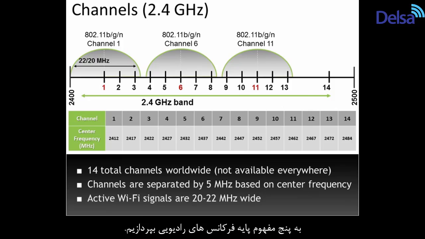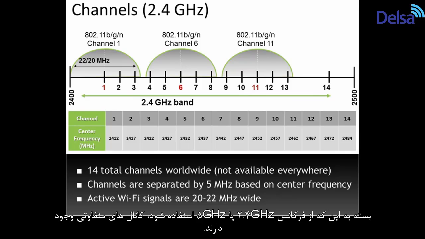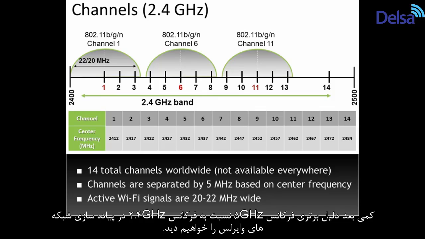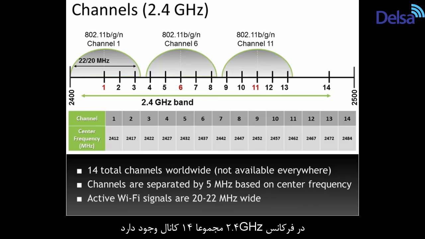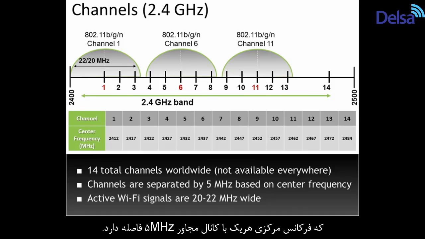So now let's begin talking about the 5 fundamentals of RF that you have to know for wireless LAN success. The first one is channels. And we have different channels depending on whether we're in 2.4 gigahertz or 5 gigahertz. And we're about to see why I said that 5 gigahertz is so much better for implementing wireless LANs. In 2.4 gigahertz, you have a total of 14 channels. However, these 14 channels are spaced only 5 megahertz apart based on their center frequency.